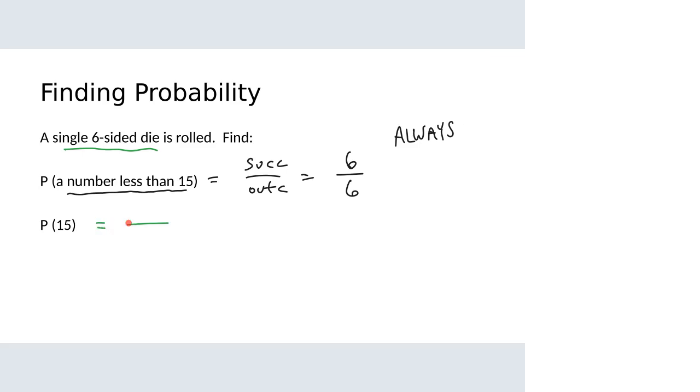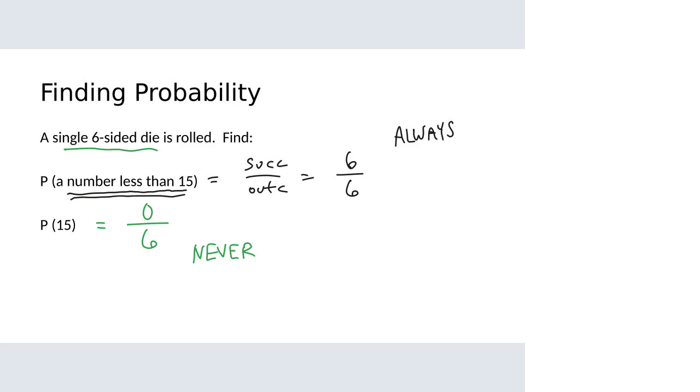So here we still have 6 different outcomes. I could get 1, 2, 3, 4, 5, 6. How many successes do I have when I roll that dice? How many are 15? Well, none of them. So I have 0 out of 6. You might be thinking, these questions are crazy. What's the point of these? You would agree with me, I hope, that this is never going to happen. If I roll a 6-sided die, I'm never going to get a 15. Okay, so there is a method to the madness of these 2 questions, and it is this.